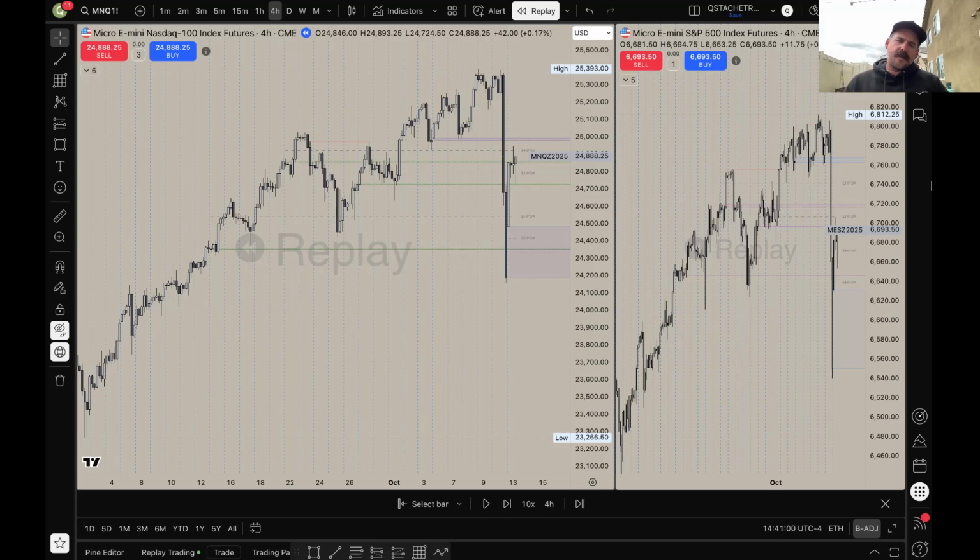Going over the two trades that I took today. We took one L and one W. Overall, we made 110 points on the day. So yeah, let's get into it.